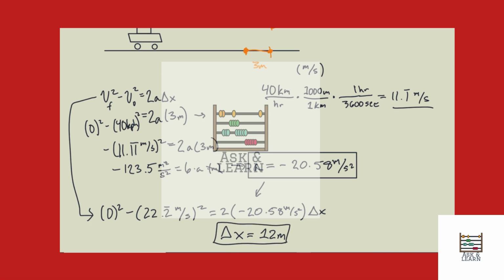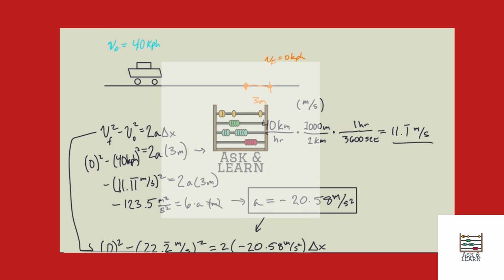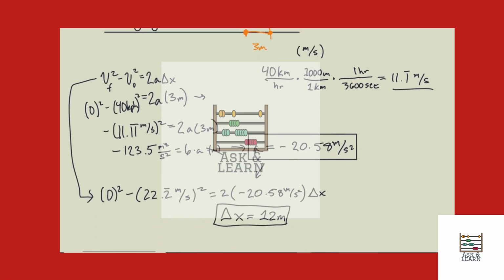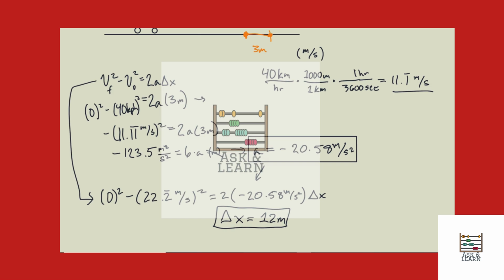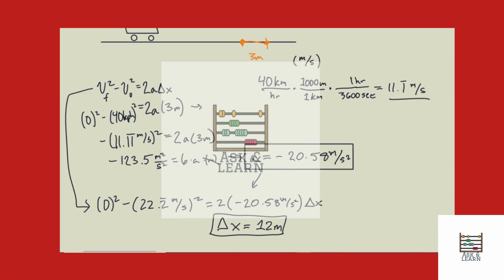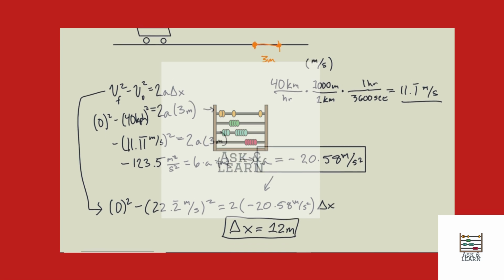Now, an interesting note about this problem is that we had 3 meters to slow down from v0, 40 kilometers per hour. Now, when we double that v0 to 80 kilometers per hour, we might expect that the distance would double. But in fact, instead of going from 3 meters to 6 meters, it actually goes 3 meters all the way up to 12 meters. So the faster you're driving, the longer it will take to brake and come to a complete stop. And it will actually take a bit longer than expected.